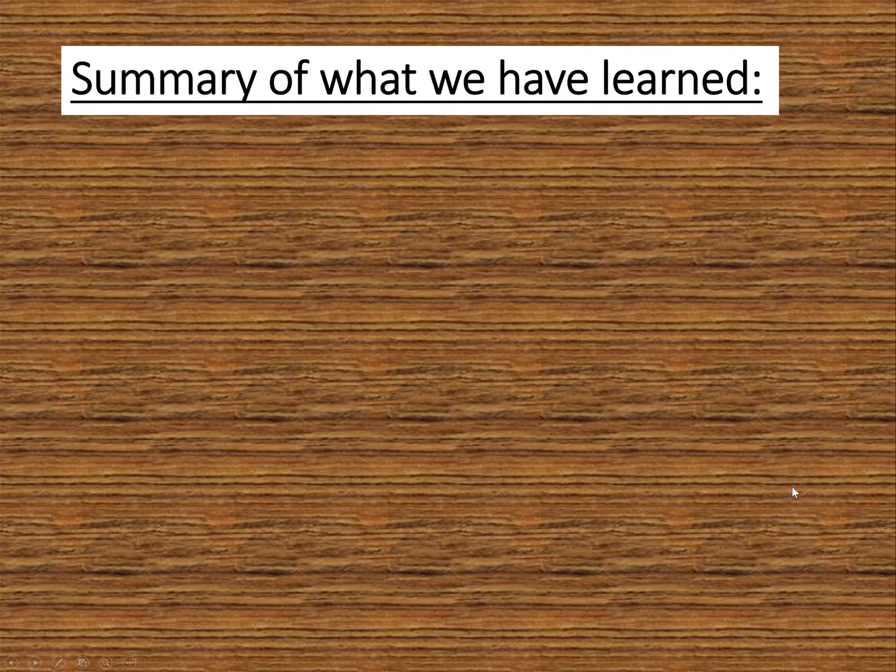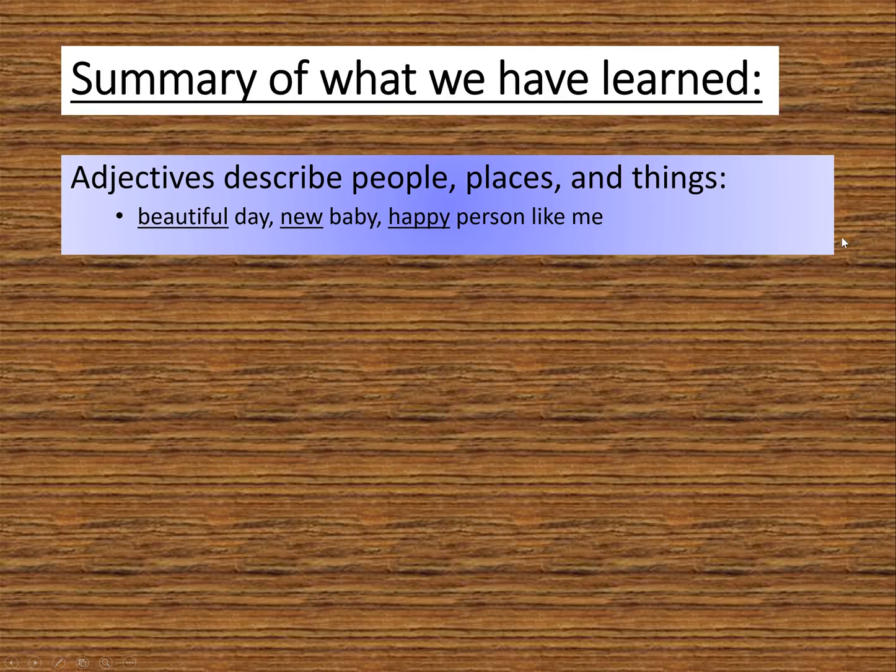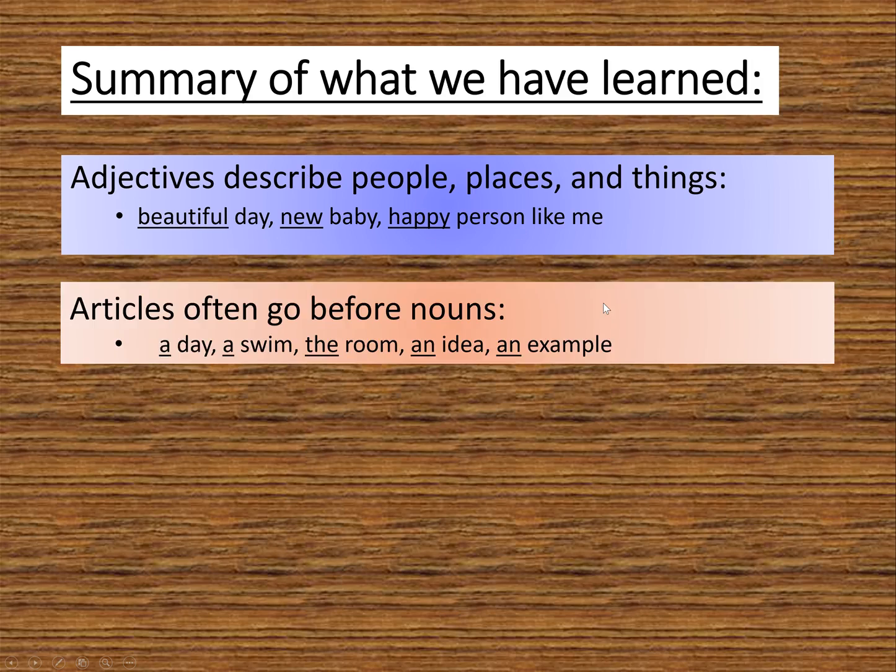All right, so we're almost done. So let's go through a summary of what we have learned today. Adjectives describe people, places, and things. So maybe a beautiful day, a new baby, or a happy person like me. I like to think that I'm a happy person. Articles often go before nouns. So a day, a swim, the room, an idea, an example.